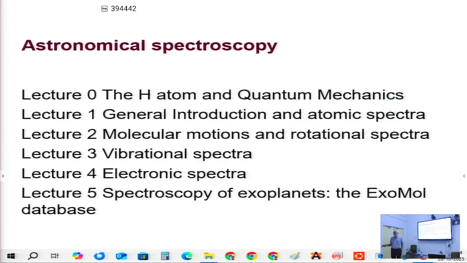And then my last lecture, you get an exam at the end of this course, which will be a multiple choice exam. My last lecture is not part of the exam. It's actually spectroscopy of exoplanets, how you do it, and what my research topic is on that. So that's not part of the exam. And that'll be on Friday morning. It might start on Thursday evening.